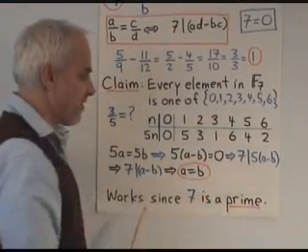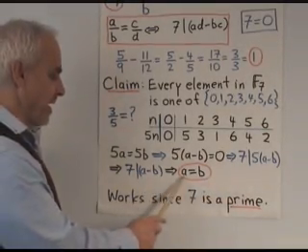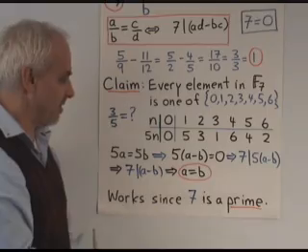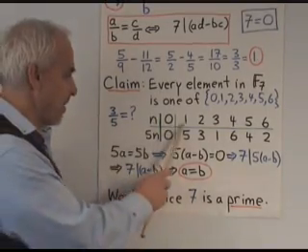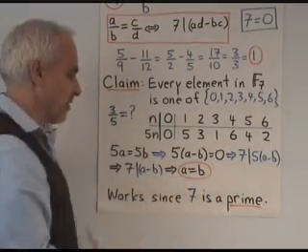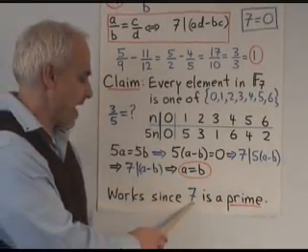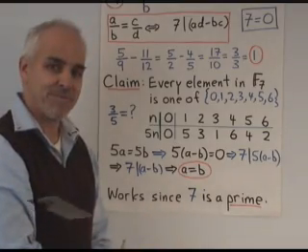Well, 7 doesn't divide 5, so it has to divide a minus b. And if it divides a minus b, then a equals b by definition. So different numbers here get mapped to different numbers there. And we really do get a rearrangement of the 7 numbers that we started with. That works for any prime number.